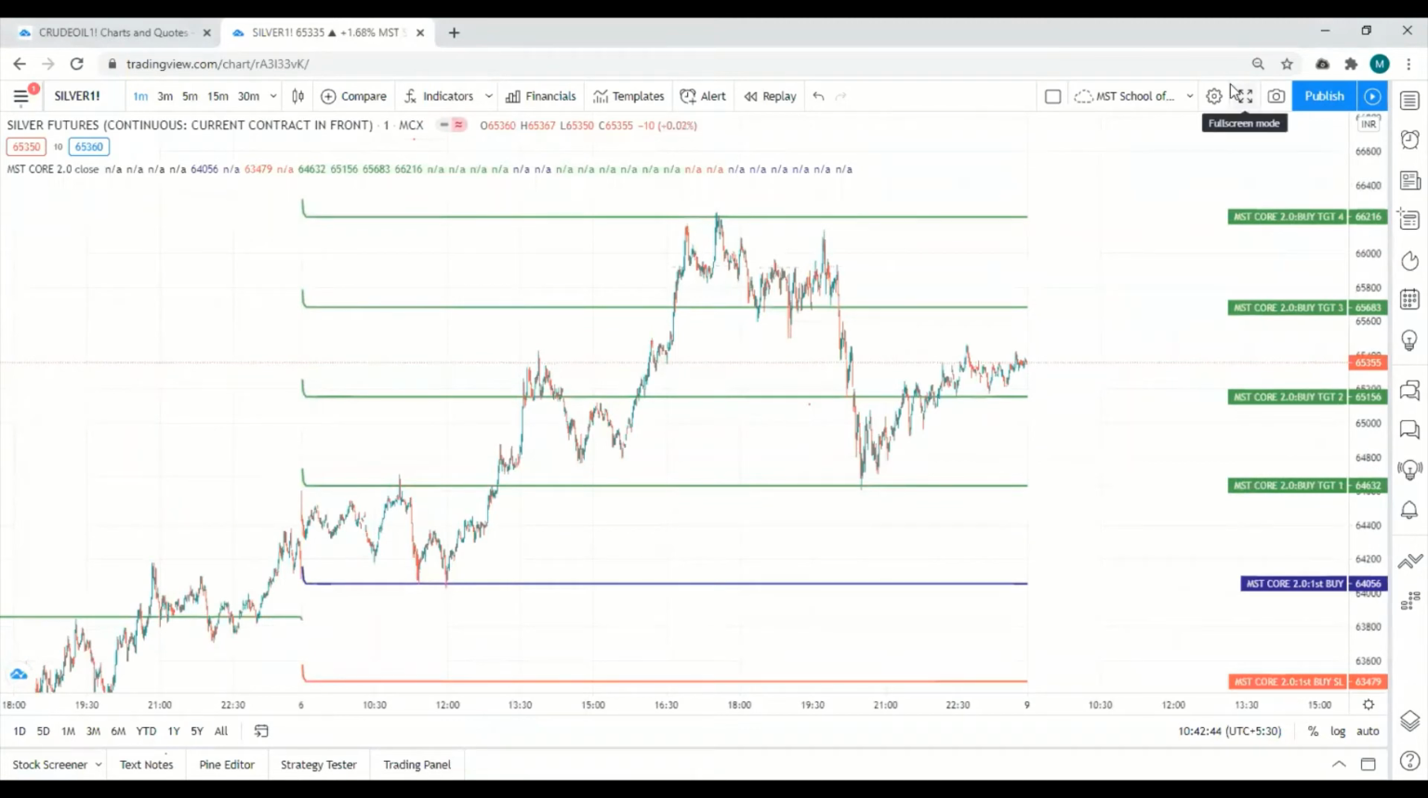For option Bank Nifty, which chart? For option Bank Nifty, you have to select index. Select the Bank Nifty index, then whichever price is running, that you can do it.